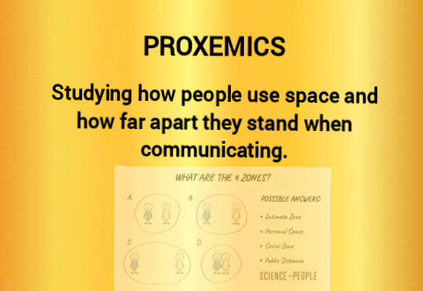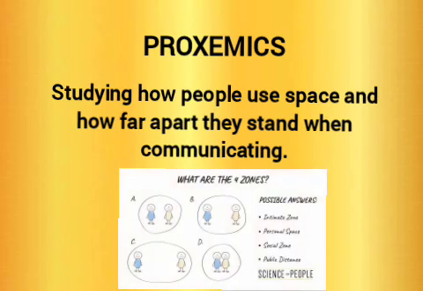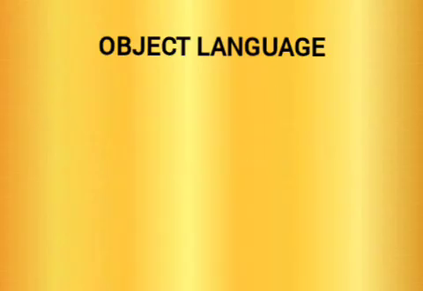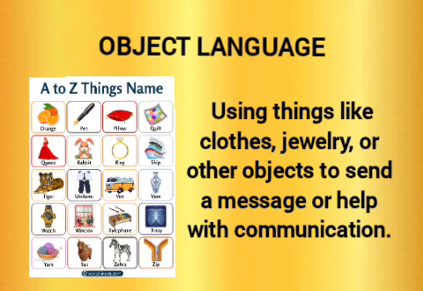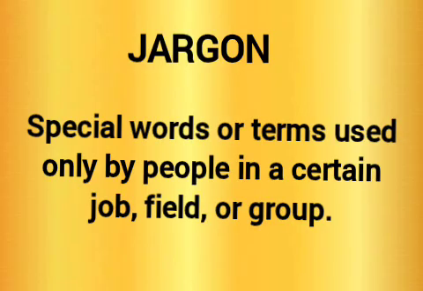Proxemics: studying how people use space and how far apart they stand when communicating. Object language: using things like clothes, jewelry, or other objects to send a message or help with communication. Jargon: special words or terms used only by people in a certain job, field, or group.